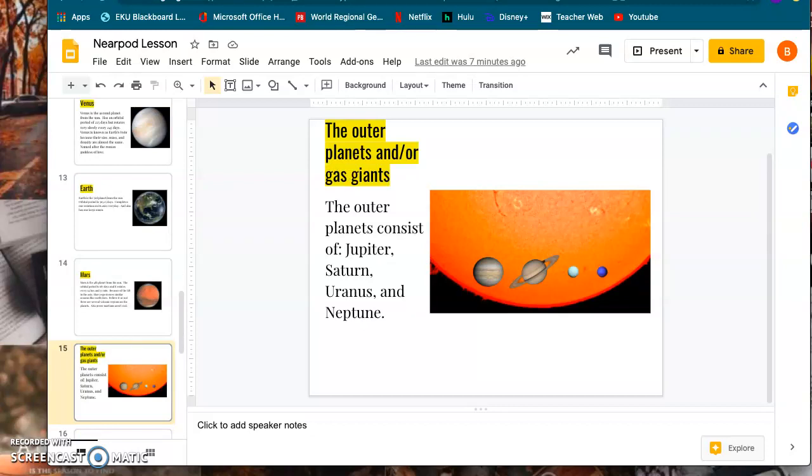And now, we are talking about the outer planets, or gas giants. Those planets consist of Jupiter, Saturn, Uranus, and Neptune.